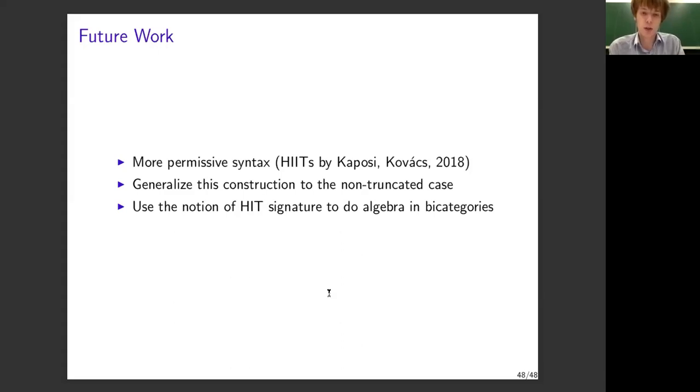Another interesting problem would be to see how to generalize this construction to the non-truncated case, where we don't restrict ourselves to one-types. And another interesting open problem would be to see how to use the notion of higher inductive type signature we discussed here to do algebras of bicategories, and how it compares to established approaches to algebra in bicategories using two-monads. Thank you all for listening.